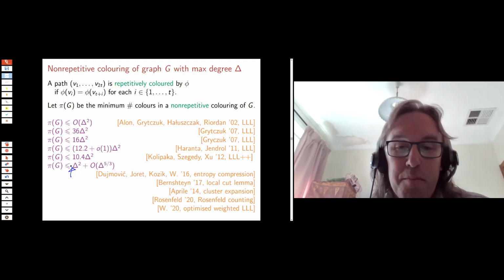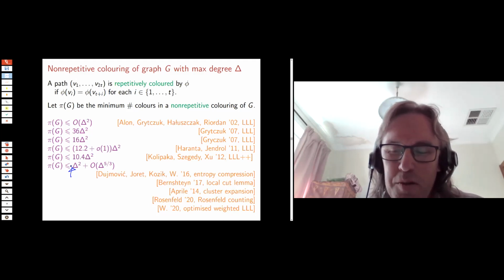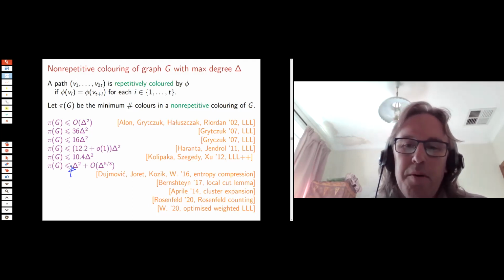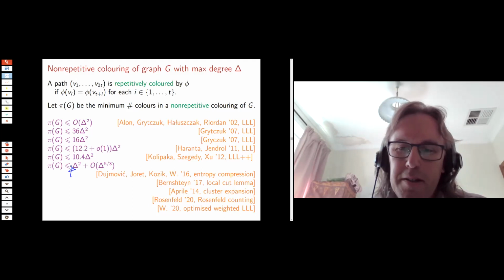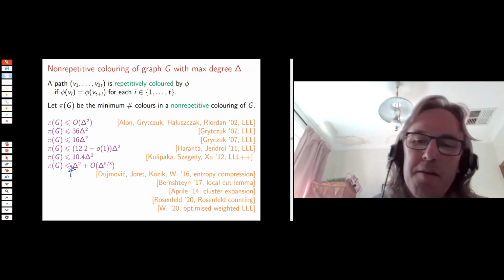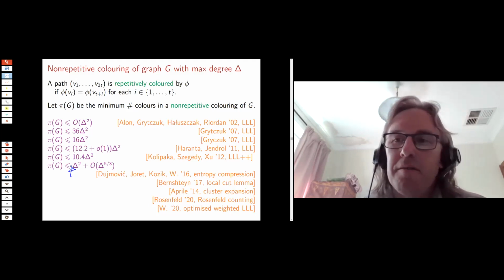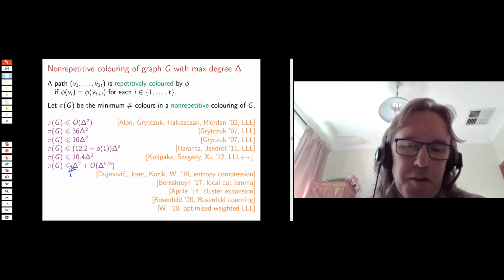And it's actually been proved now, remarkably, in 5 different ways. The original paper used entropy compression. Later, Bernshteyn introduced something he called the local cut lemma, which also proves this bound. April, in his master's thesis, proved this bound using cluster expansion. Then Rosenfeld proved the same bound using what I'm calling Rosenfeld counting. And that's the method I'm talking about today.